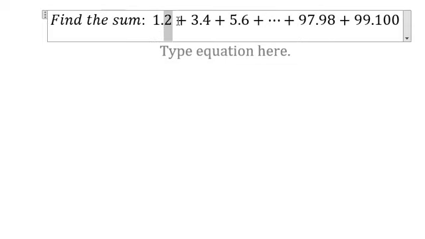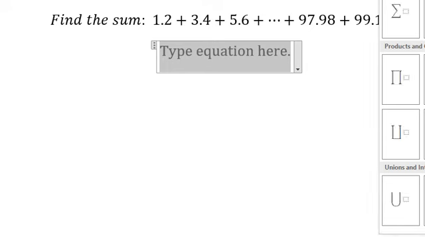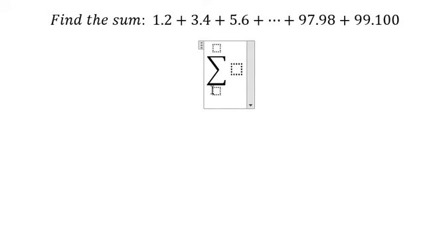If we look carefully at this one, then we have the numbers 2, 4, 6, ..., 98, 100. So we can write the summation in here. They will start from n equals 1 and stop at n equals 50.